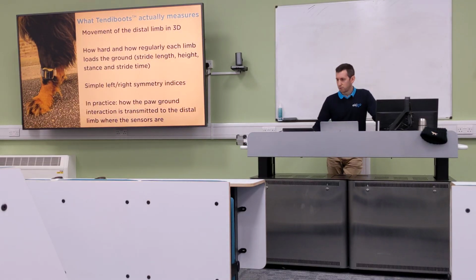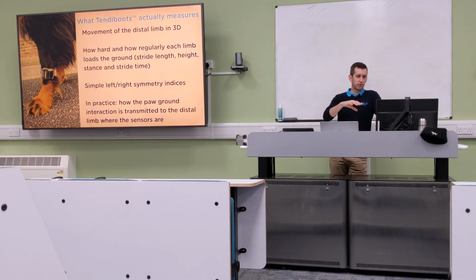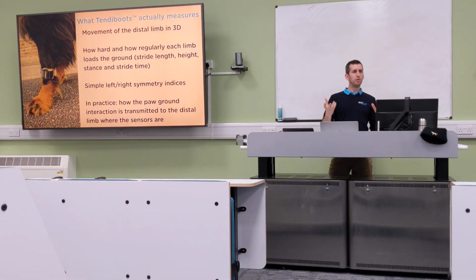So if we go back to Tendiboots, basically it is a holder that you place on the limb like that, above the carpal joint and tarsal joint. And inside the holders, there is an IMU, as we say. So IMU is the inertial motion unit. Just to give you context, it will tell you in 3 dimensions how the limb is moving. And each time the paw hits the ground, we will detect this motion. And each time it is in the air also, we will detect it.